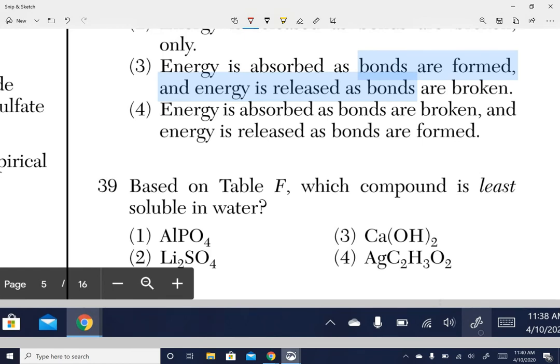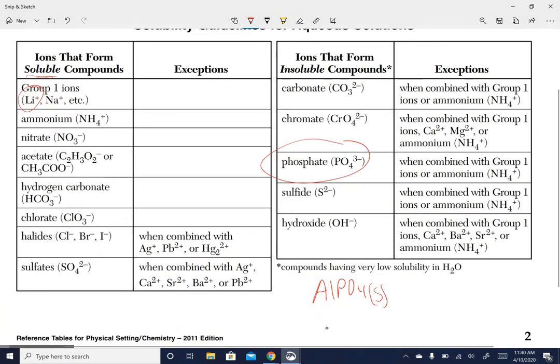Ca(OH)2. Let's look up OH minus. OH minus here. Ca is an exception. That means Ca(OH)2 is actually soluble, so that's aqueous. So that's not correct for this question.